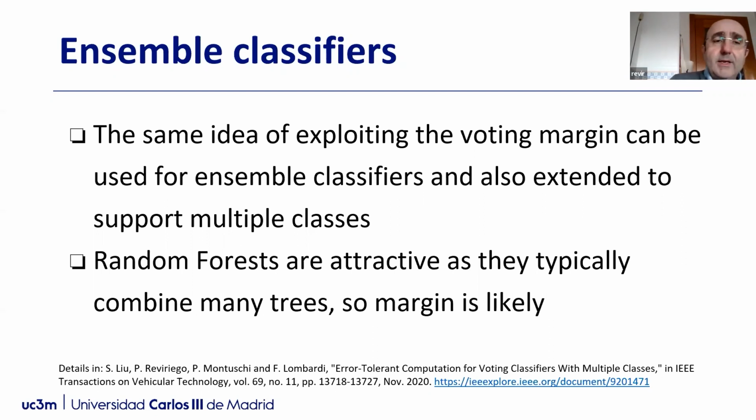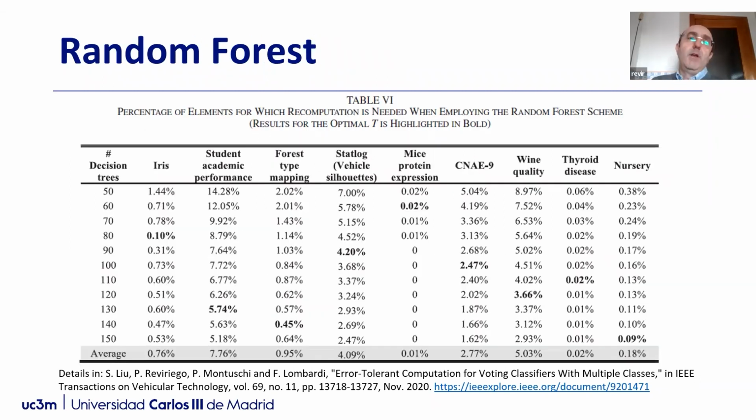In fact, in random forests, since we typically use many trees, the idea of the voting margin is even more powerful. Because we have many trees, it's much more likely that we have margin and don't depend on a single tree to swap the classification decision. If we have 100 trees, probably we have 60 to 40 or 57 to 43 or something like that. It's very difficult that we have 51 to 49. So typically we have a lot of redundancy in the ensemble.